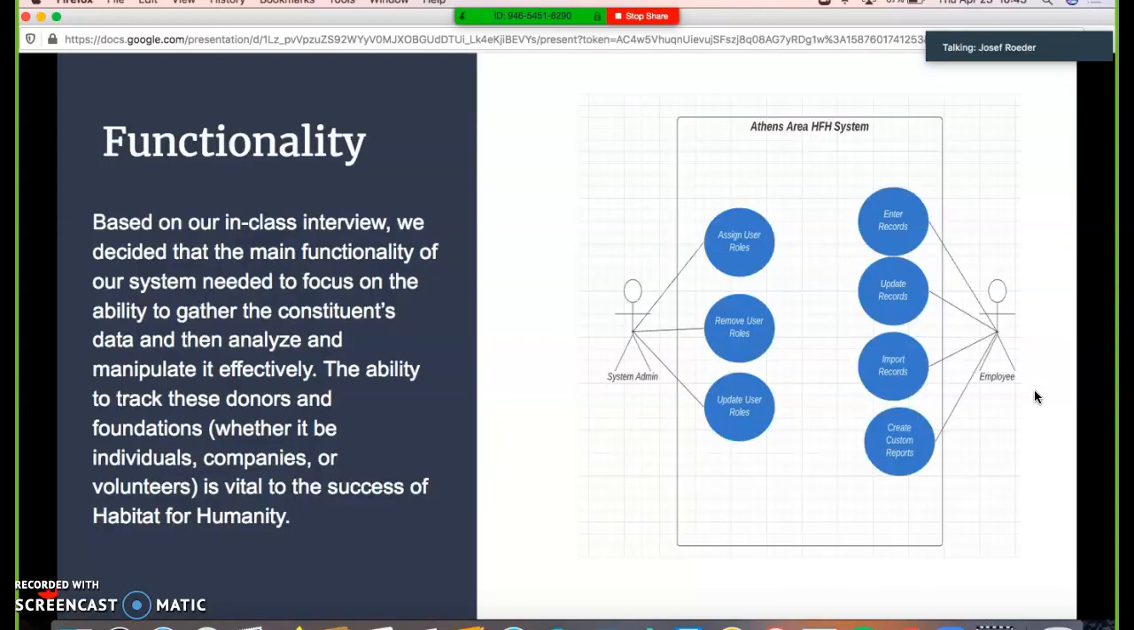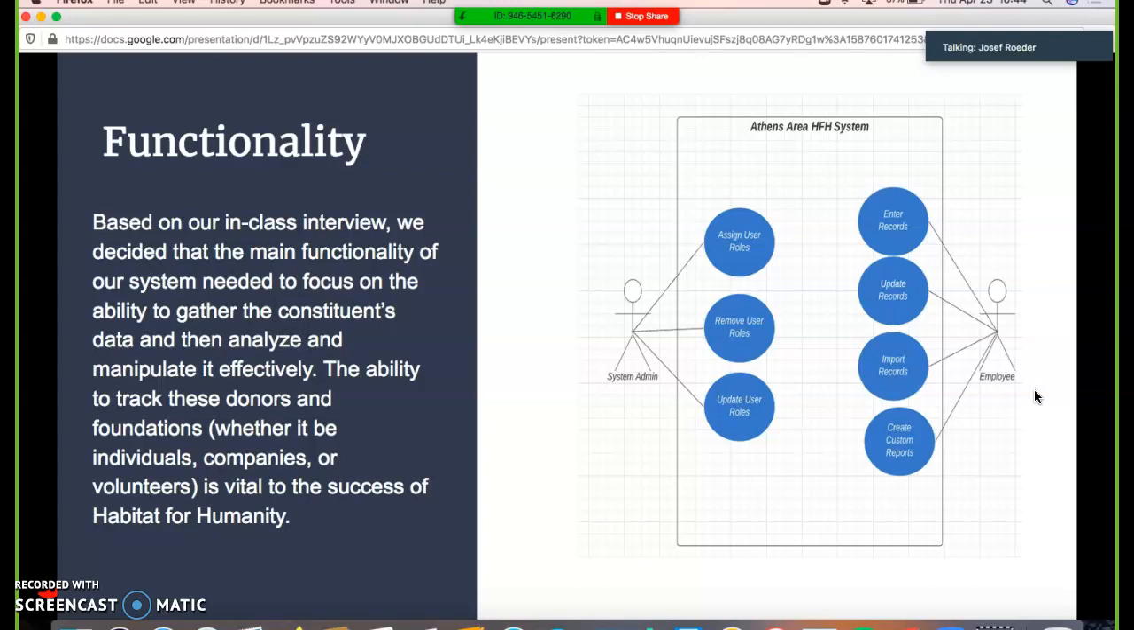Thanks, Joe. So to prioritize our system's functionality, we had to look intensely at the in-class interview with both of our system users that Joe just mentioned. From that, we knew from the start that our system had to revolve around the idea of the constituents and donors within the system. The main focus was on the ability to gather this vast data of Habitat's donors and then manage, manipulate, and analyze it effectively. Tracking these donors was not only a priority, but a vital part of the organization's success.